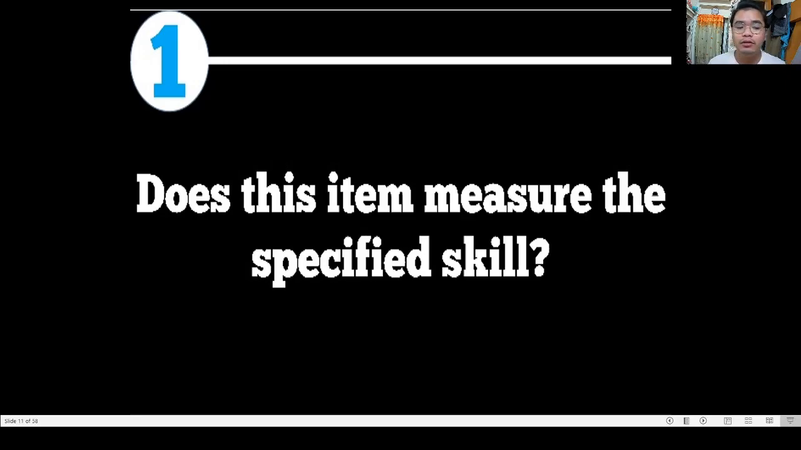Kaya tayo gumagawa ng table of specifications para alam natin kung ano yung mga itinatanong natin. So that's the first question that we have to ask ourselves. Does the item match the specified skill or match your objective? So that's the beauty of having a TOS, because you could counter check whether or not this item is actually meeting this objective that you have set in your table of specifications.